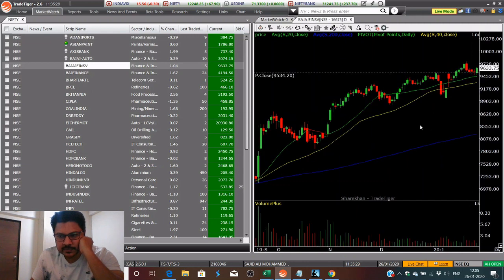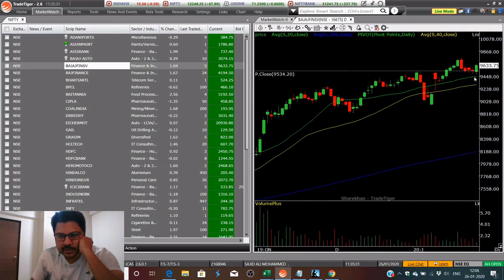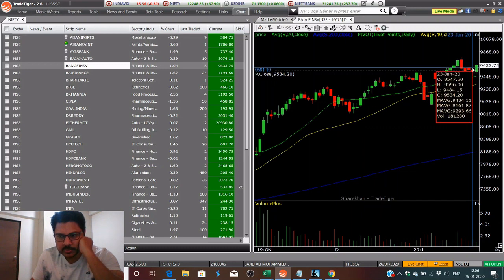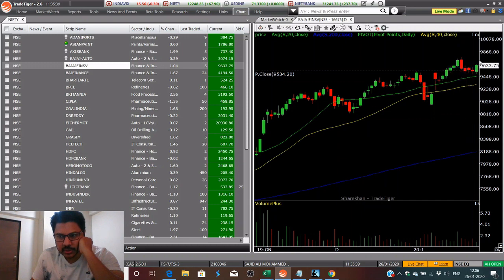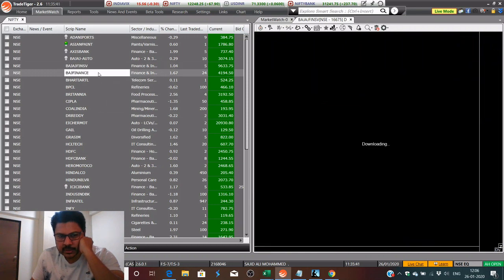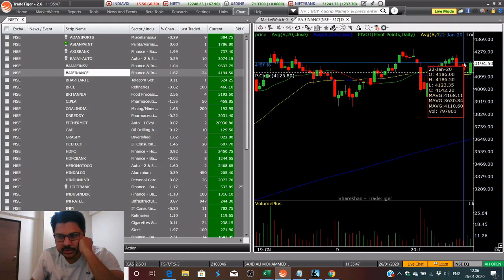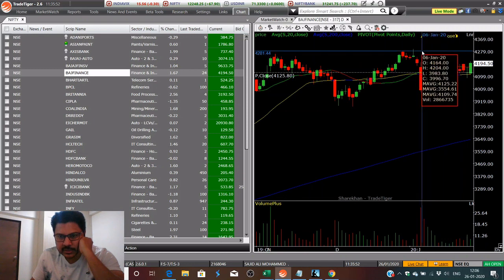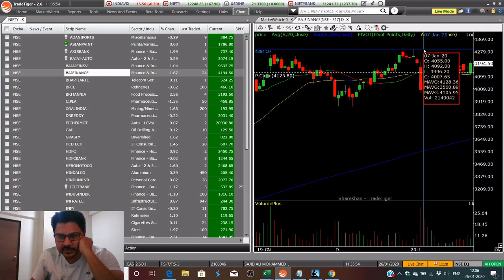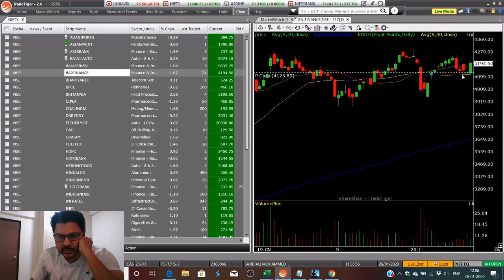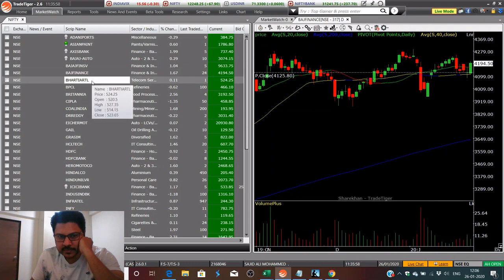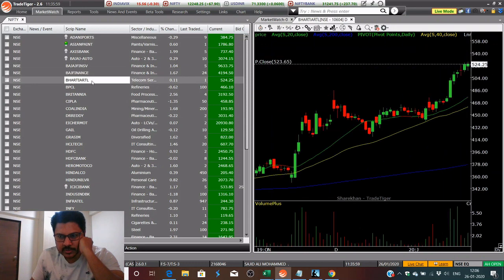Bajaj Finserv is in an uptrend. It has taken a good support from this 20 period moving average, and it has closed above this high, so it's bullish, so you can go long above this. Bajaj Finance is also bullish. Same kind of pattern is formed, but there is a resistance here. This is a narrow range, unlike Bajaj Finserv. So the 20 moving average is also flat. You have to be careful.